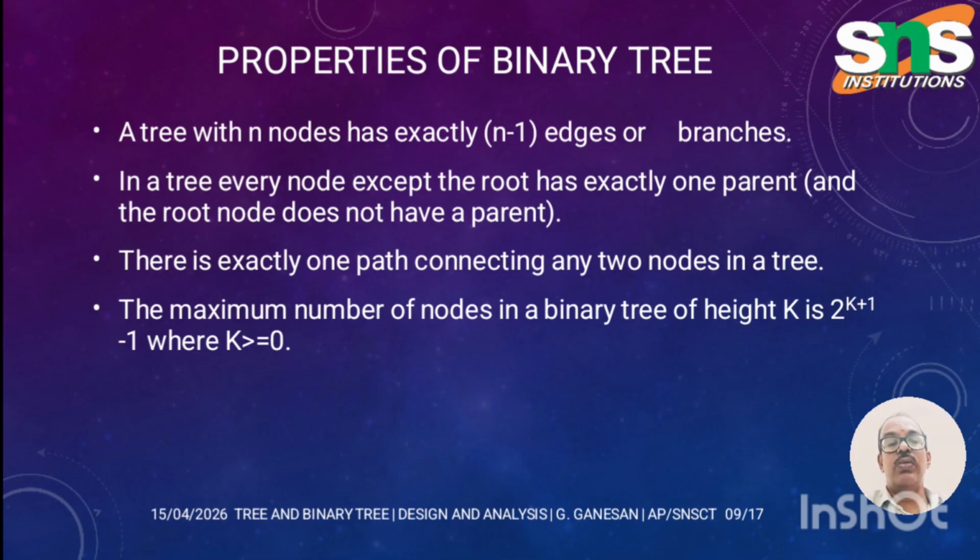So the height of the tree is 2 power k plus 1, where k is not equal to zero, at least a minimum of one element is there. So the levels or height of the tree is 2 power k plus 1 minus 1.